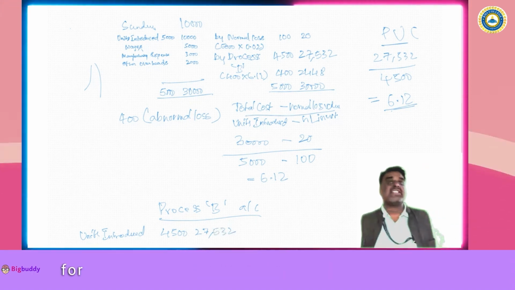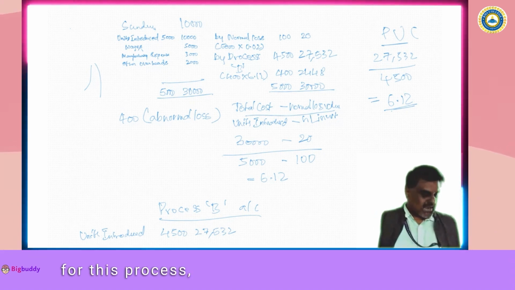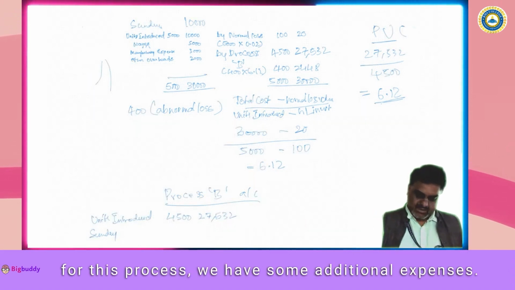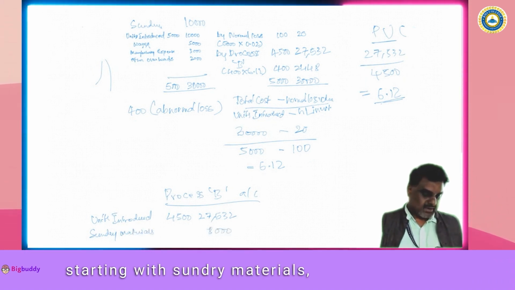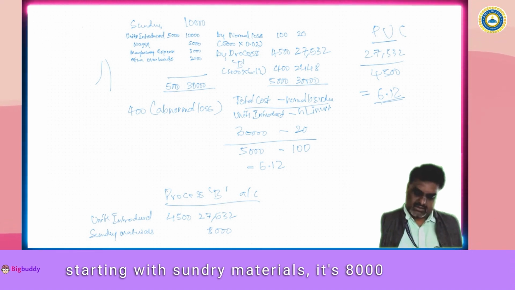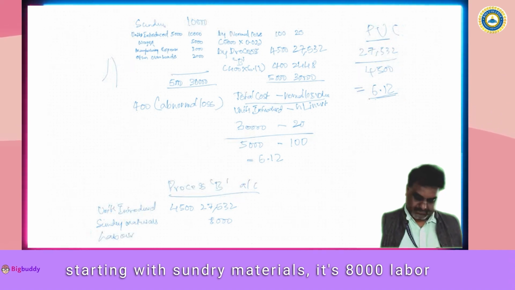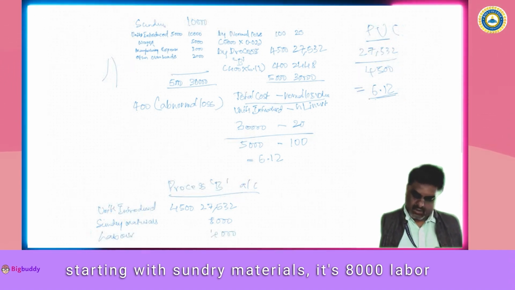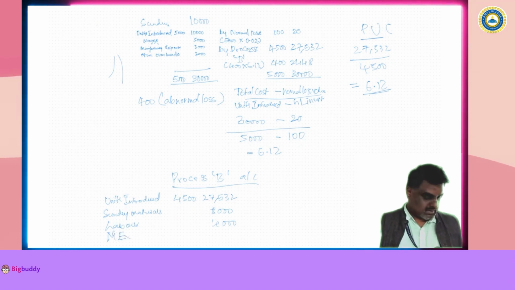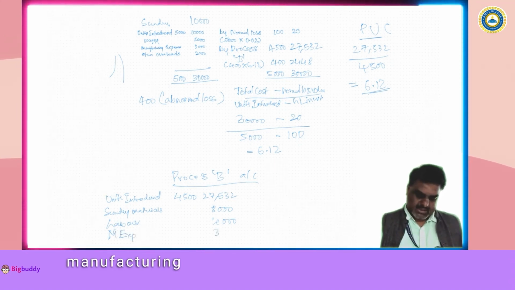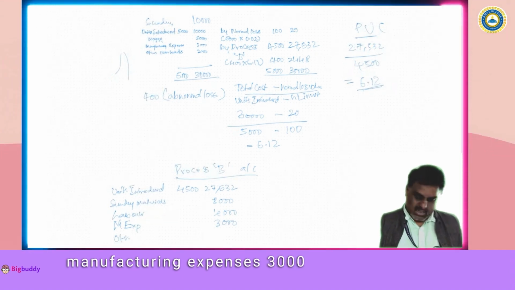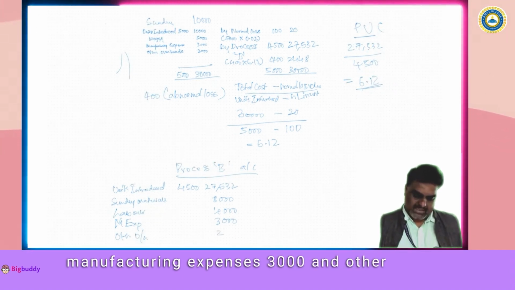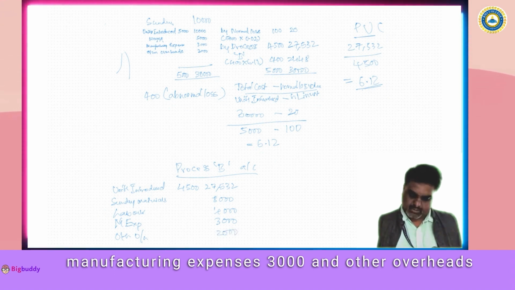Its value is 27,532. So for this process, we have some additional expenses, starting with sundry materials. It's 8,000. Labor, 4,000. Manufacturing expenses, 3,000. And other overheads, 2,000 rupees.